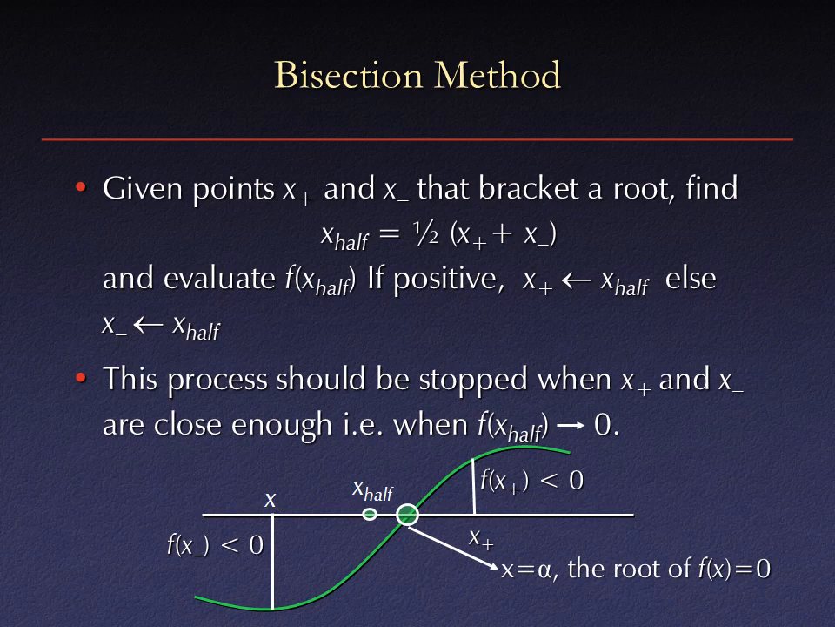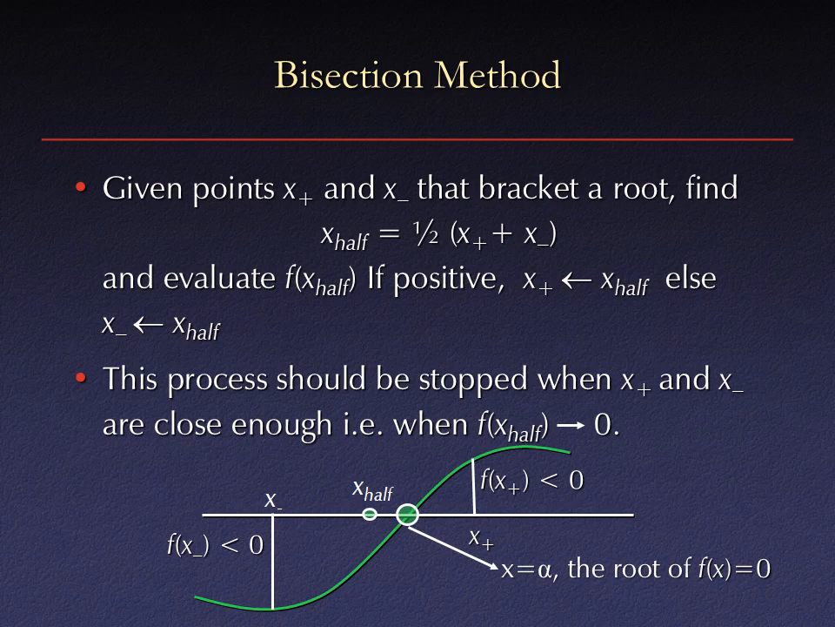Now the first method, the bisection method. In the bisection method, we choose a subinterval, suppose [a, b]. We term the ends x minus and x plus, because here f(x minus) is less than 0 and here f(x plus) is greater than 0. Sorry, that was a mistake.